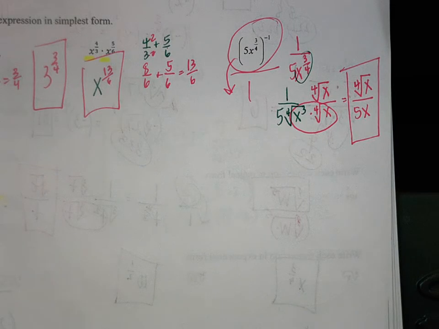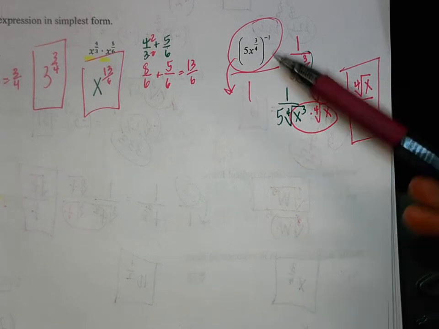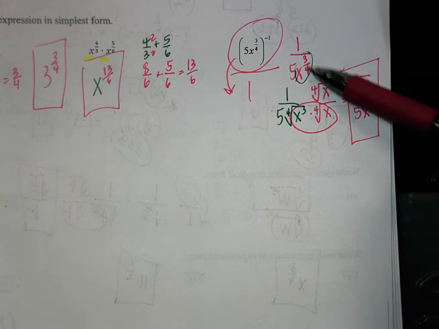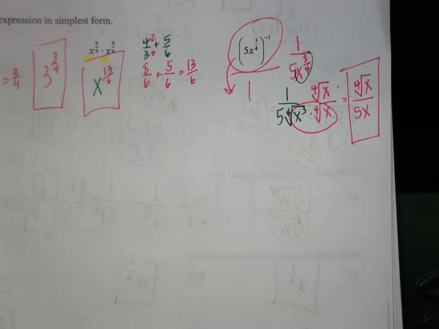Okay. Do we have questions right now? Why did you take the 5 out? Why is that out from the radical? Good question. Do you see here, this 3/4 is only touching the x. I would have put everything under the radical if it was in parentheses with the 3/4. Okay? All right, anything else?